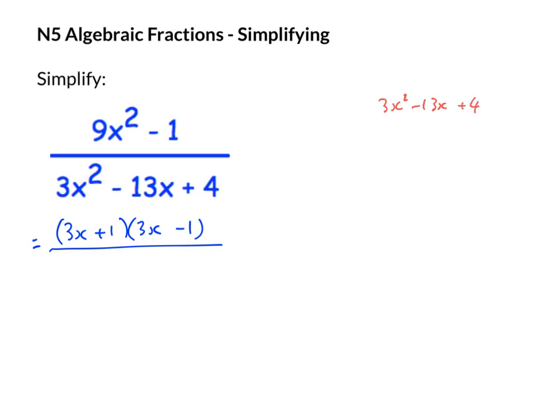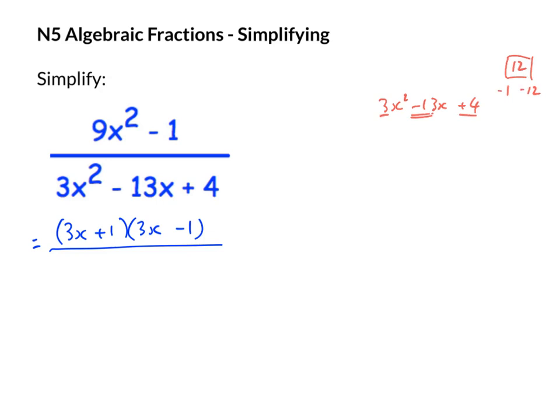Now, this method has got a number of different names. Some people call it the magic number. Some people call it split the middle. But what I'm going to do, I'm going to multiply the 4 and the 3 to give me 12. And I need to consider factors of 12 that will give me negative 13 when I add them together. So it's positive 12 that needs to add up to give me negative 13. Well, 1 times 12 gives me 12, but it adds up to give me positive 13.